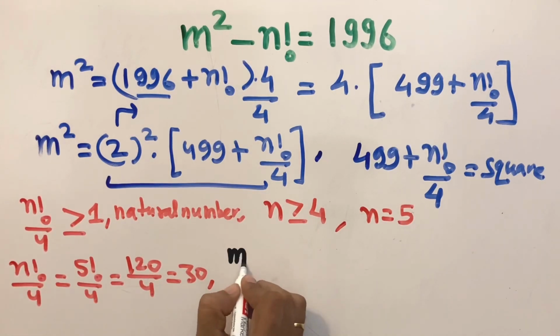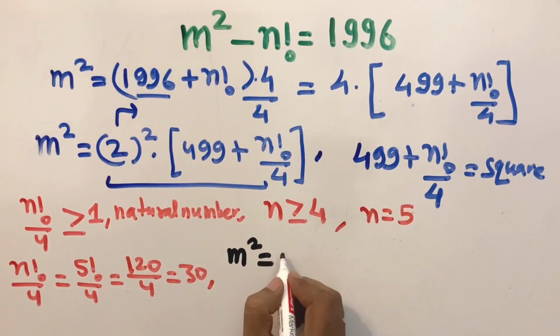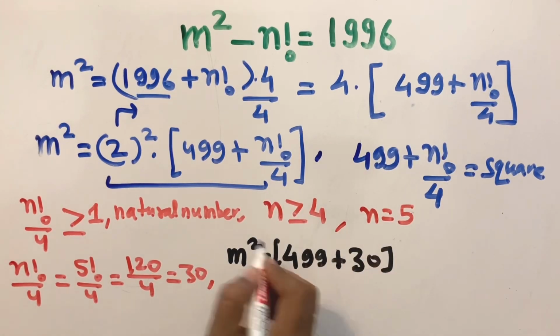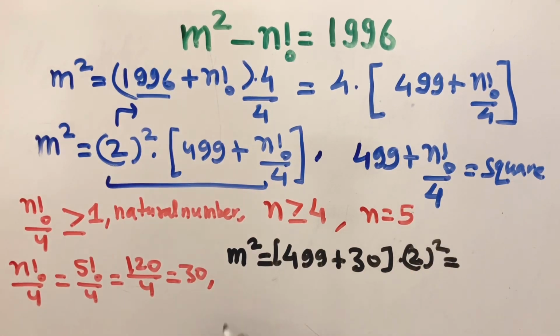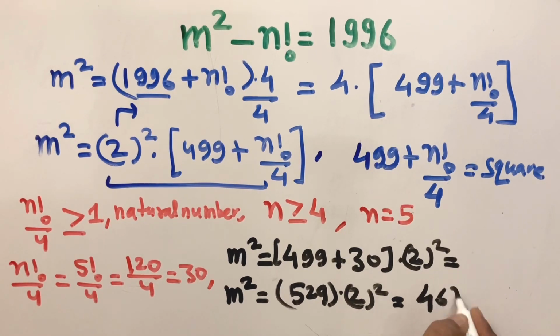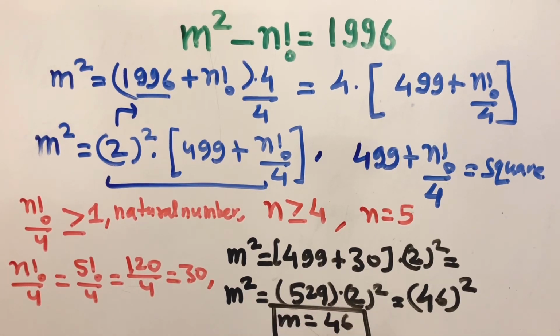Therefore, m square is equal to 499 plus n factorial divided by 4, which is 30, multiplied by 2 square. m square equals 499 plus 30, which is 529, multiplied by 2 square. 529 is equal to 23 square, multiplied by 2 square, so it is going to be equal to 46 square. So m equals 46 when n equals 5.